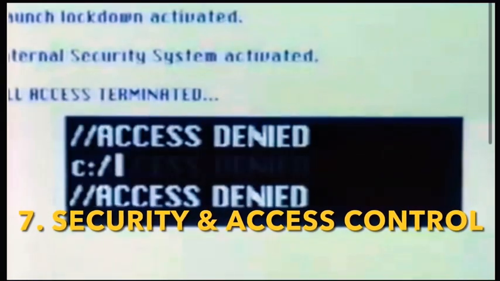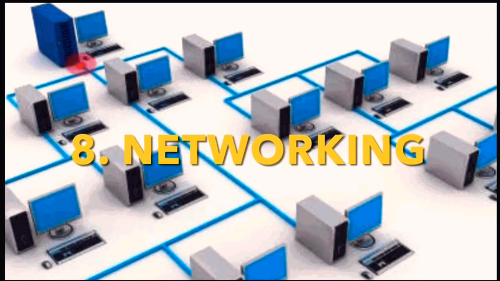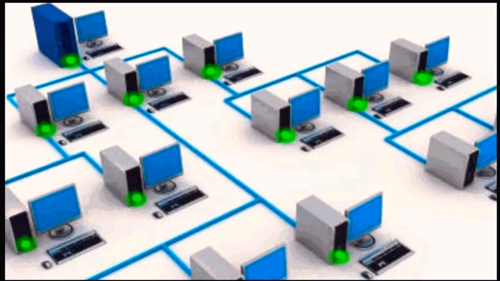Security and access control. Operating systems implement security measures, including user authentication, encryption, and access controls to protect data and prevent unauthorized system access. Networking. The OS provides networking capabilities, enabling communication between computers. It manages protocols such as TCP/IP and facilitates internet connectivity.